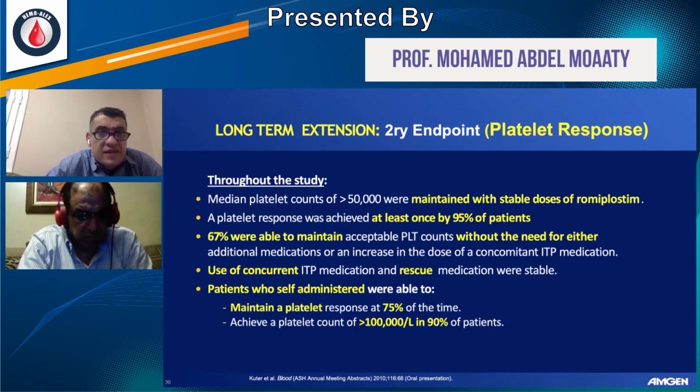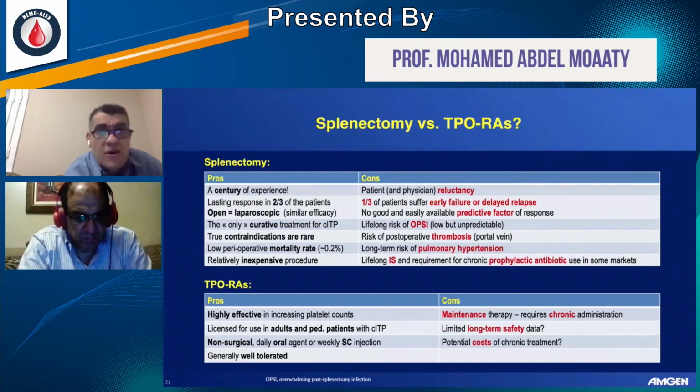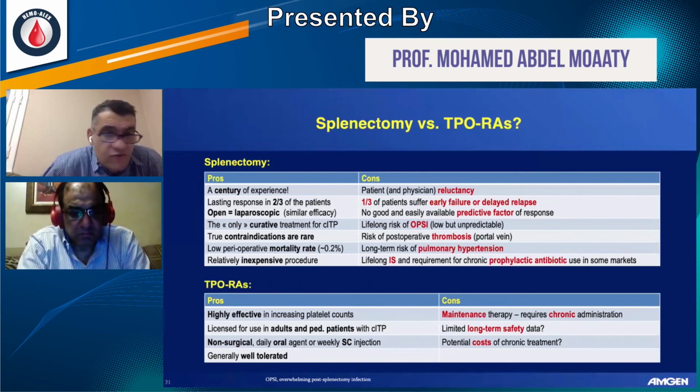So with romiplostim, a platelet response was achieved in at least 95% of patients, and 67% were able to maintain an acceptable platelet count. The most interesting point is that patients who self-administered were able to maintain a platelet count response 70% of the time, and they achieved a platelet count above 100,000 in more than 90% of patients. What about the comparison of splenectomy and TPO? Splenectomy, of course, has a century of experience. It leads to response in about 2/3 of patients.